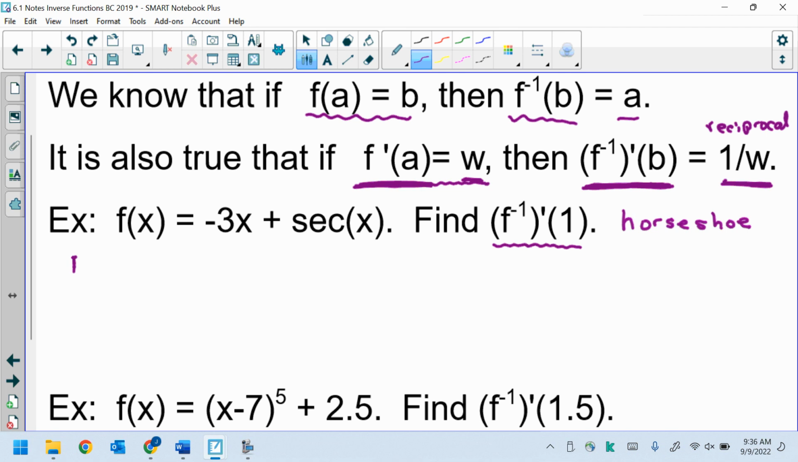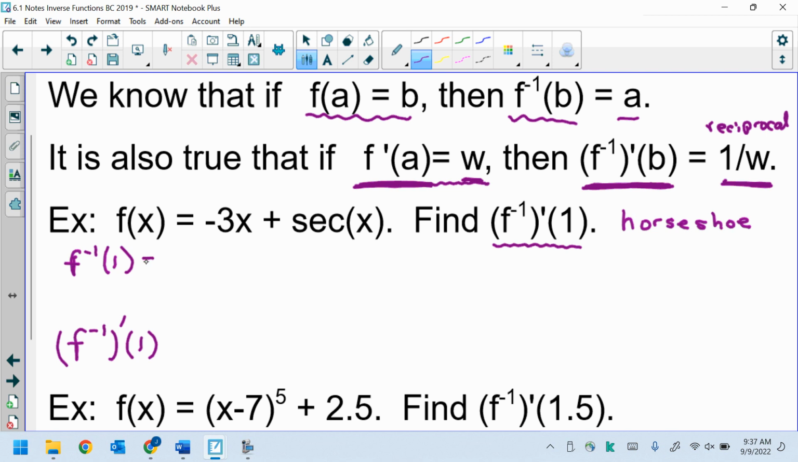So what I'm going to start with is just f inverse of 1. I'm not going to focus on the derivative quite yet. And I'm going to end by finding what I'm looking for, f inverse prime of 1. Okay? So we start with f inverse. We end our horseshoe down here and set this up like this, and I think you'll catch on.